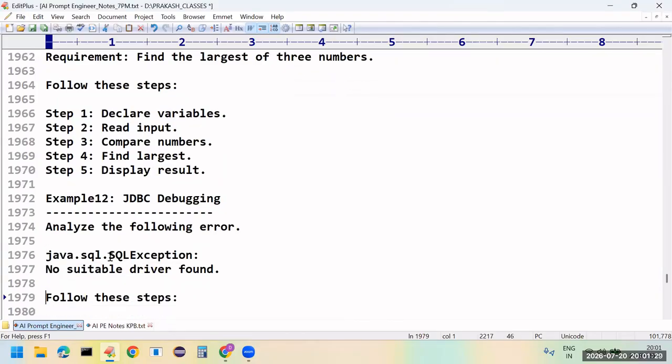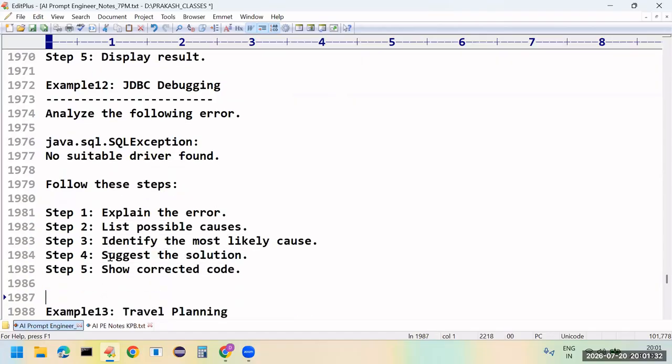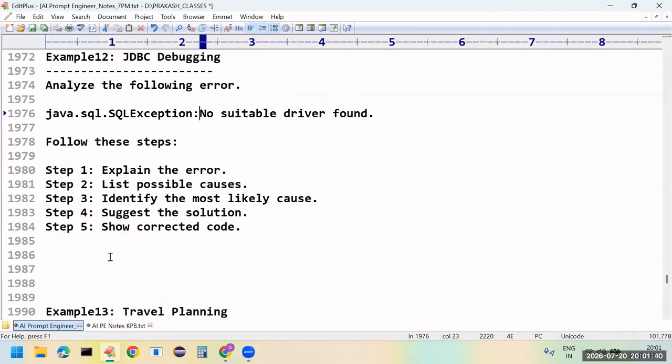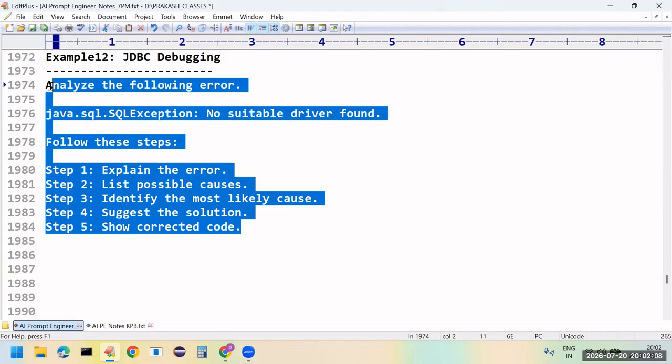Next, JDBC debugging. Analyze the following error. Sir, I am getting some error. What is that error? java.sql.SQLException: No suitable driver found. Sir, I am getting these kinds of errors. Follow these steps and analyze. Explain the error. List possible causes. Why are we getting this error? Can you please identify the most likely cause? Suggest the solution. Show the corrected code. Like this, I am asking.